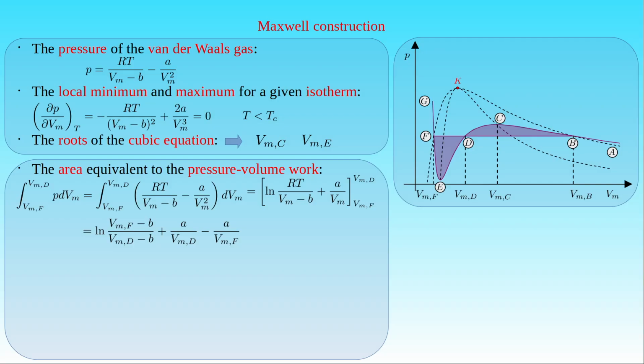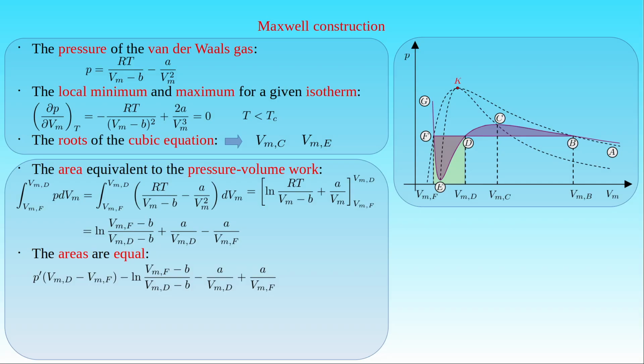The area of the first closed curve can be obtained by subtracting the area under the isotherm from the rectangle with the base given by V sub md minus V sub mf and with the height given by the pressure P' of the medium in the states B, D and F. Then this area is equal to P' times the difference V sub md minus V sub mf, minus the natural logarithm of the ratio of V sub mf minus B to V sub md minus B, minus A over V sub md, plus A over V sub mf.